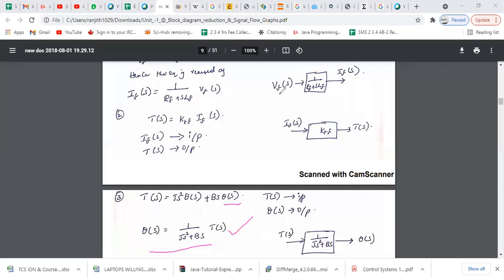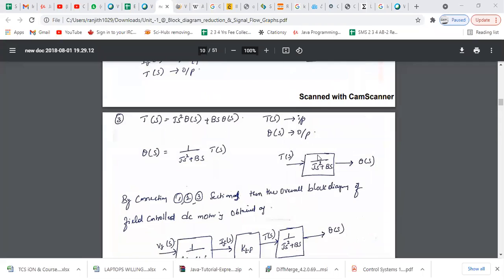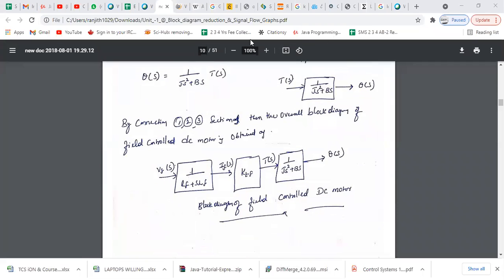So what is the input? What is the output? VF of S is the input. Output of this section is IF of S. Input to this section is IF of S. Output of this section is T of S. Input to this section is T of S. What is the output of the final section? Theta of S. Interconnect those sections. This is the block diagram of the field controlled DC motor.